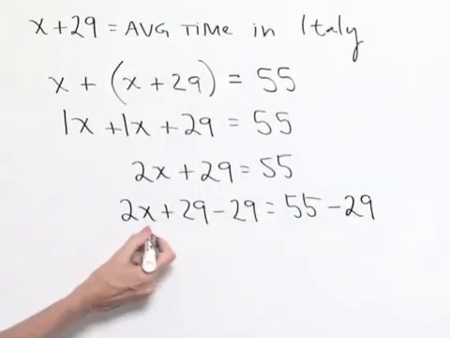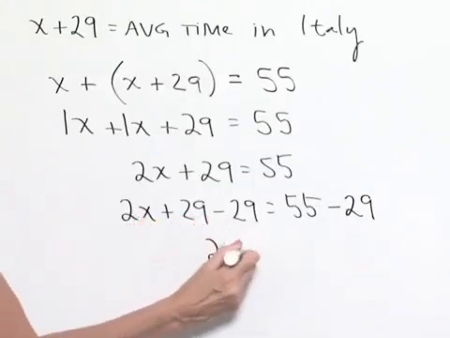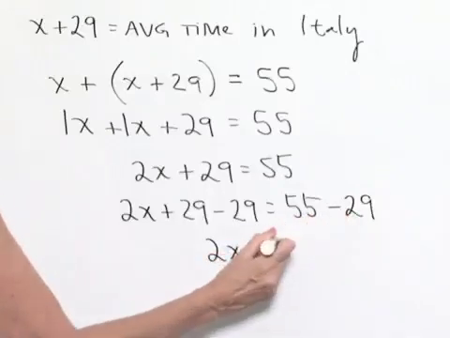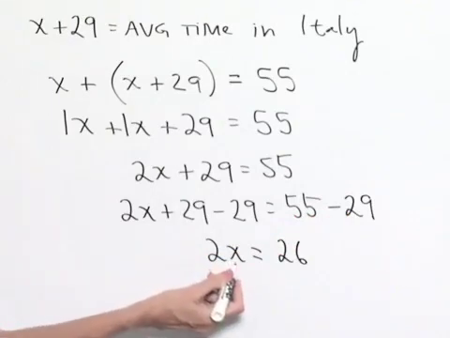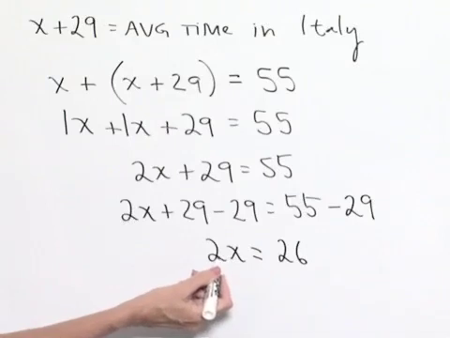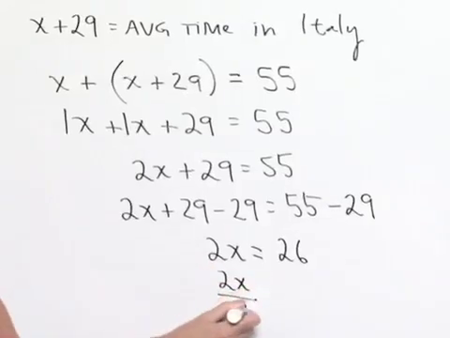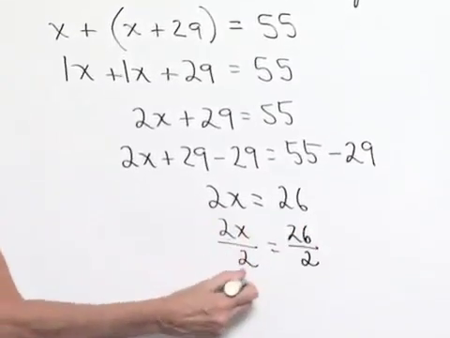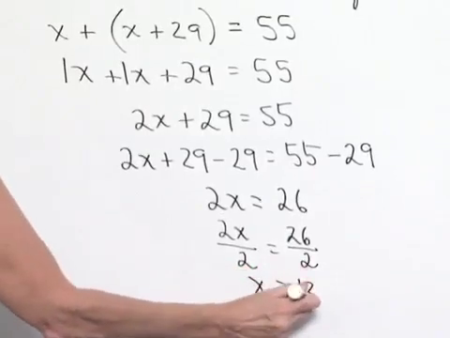On the left-hand side of the equation, this 29 subtract to give us a value of 0 plus 2x, which is 2x. On the right-hand side, we'll have 55 minus 29 to give us a result of 26. We now can note that to solve for x, we're going to divide both sides of the equation by the value of 2, which at present is being multiplied times x. So we'll have our 2x divided by 2 equals 26 divided by 2. 2x divided by 2 is going to give us a value of x. 26 divided by 2 gives us a value of 13.